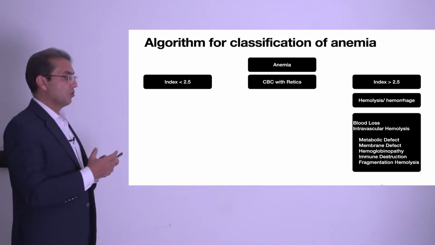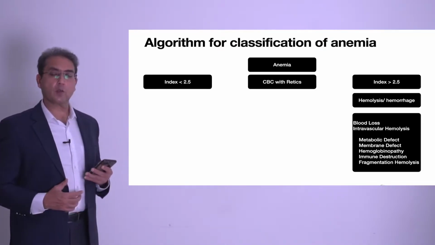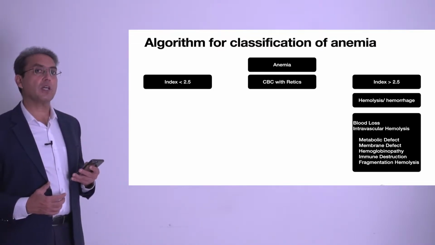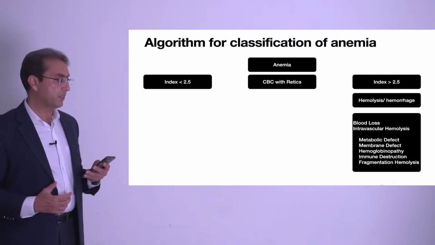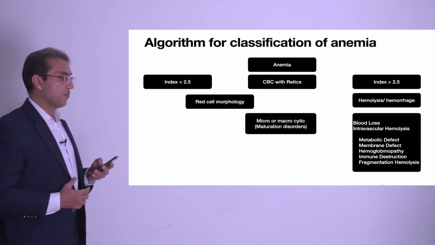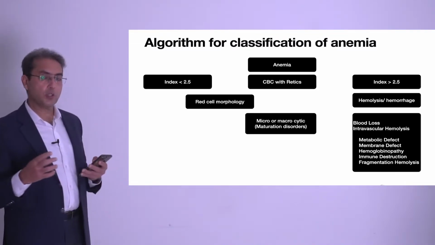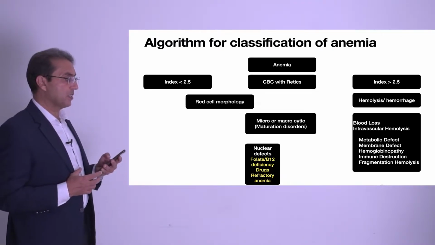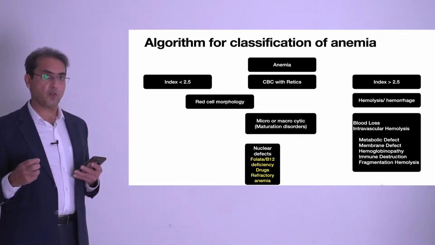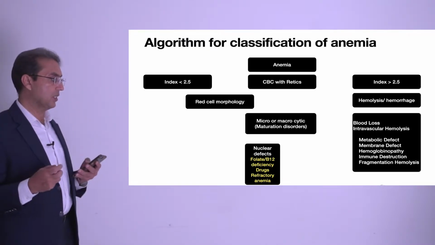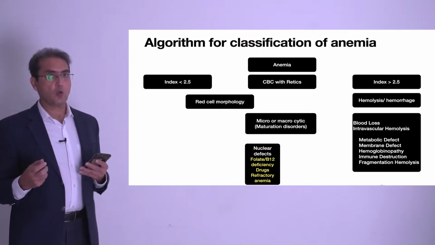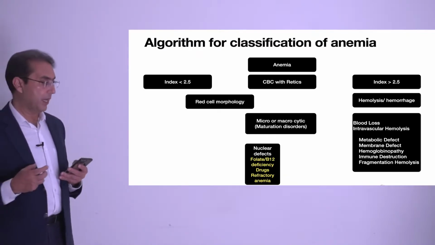Then you've got patients who have anemia with a low reticulocyte index. Now in those patients, we go for the RBC morphology. What are the RBCs like? If you have microcytes or macrocytes, this is usually a maturation defect. And you see if the maturation defect is in the nucleus, it is usually because of folic acid deficiency or B12 deficiency. There may be drugs which may be causing it, or there may be a condition called resistant anemia.